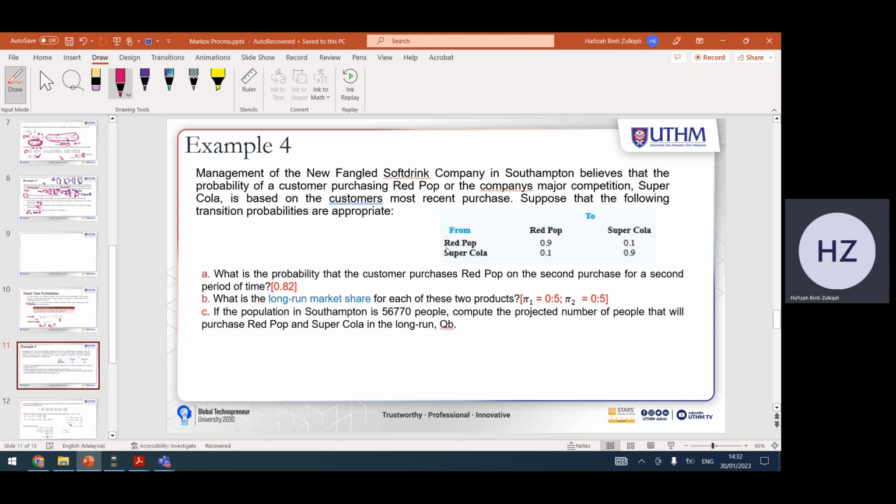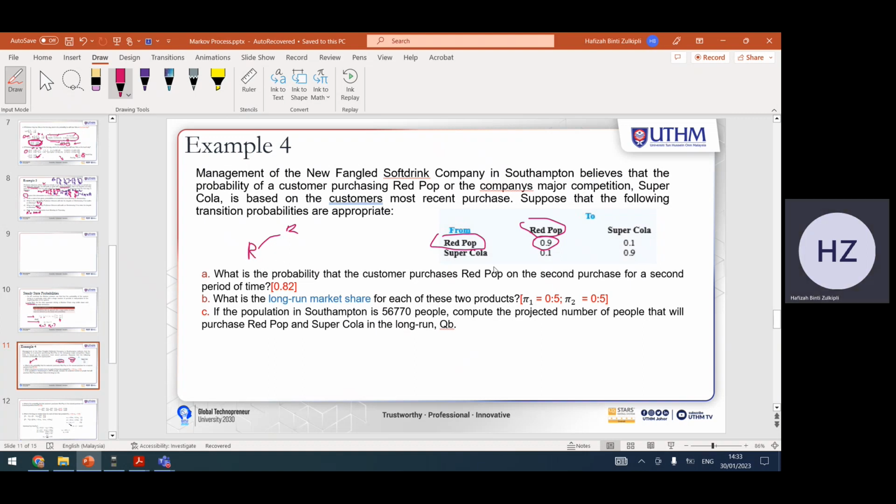So from this is the drinks, okay? From red pot to Super Cola, red pot to Super Cola. So this is the transition matrix. What is the probability that the customer purchases red pop on the second purchase, for a second period of time? So this is the first period of time, from red pop to red pop. This is the first period of time, red pot to red pot.